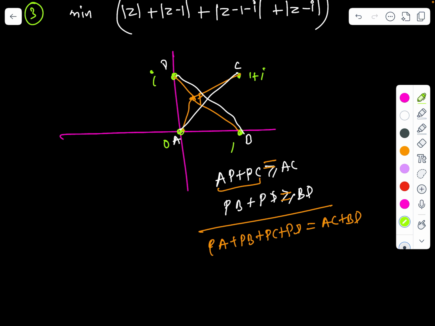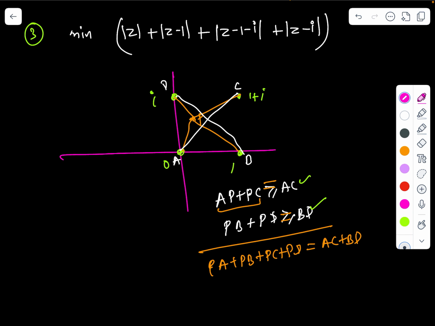Now let's see, can there exist a point which simultaneously makes both equal? The answer is of course yes, and that will exactly be the diagonal point. So for the sake of clarity, if I bring the points here, the intersection of the diagonals is the junction from where PA plus PB plus PC plus PD will be minimized.